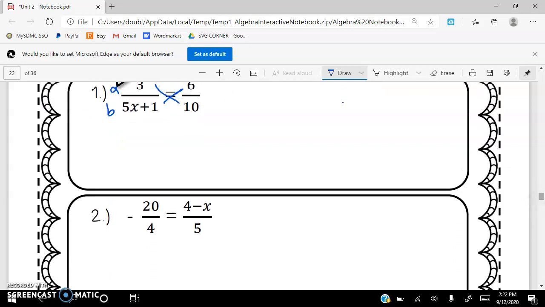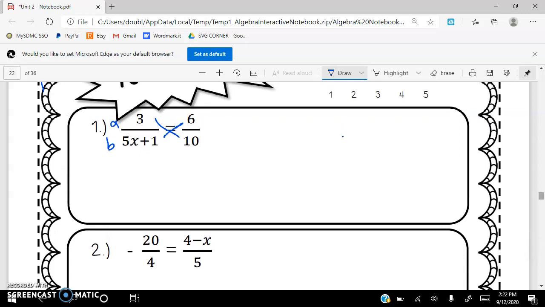So the page we just finished belonged on the right side of your notebook. This page right here goes on the left side of your notebook. Okay, all this needs to be turned in. So here's my A, B, C, and D.